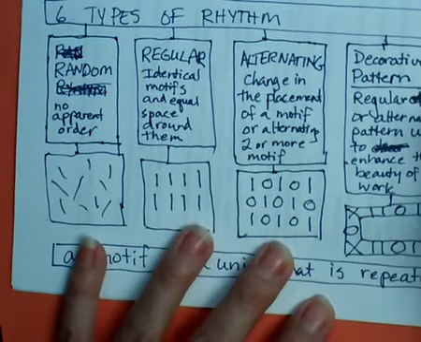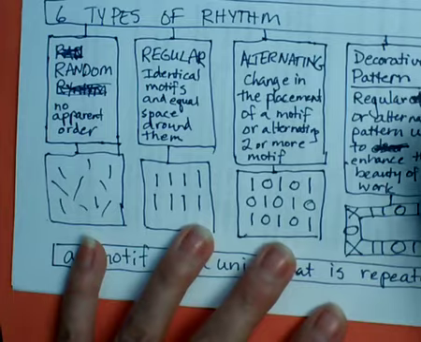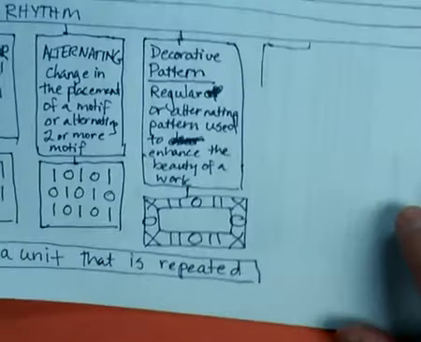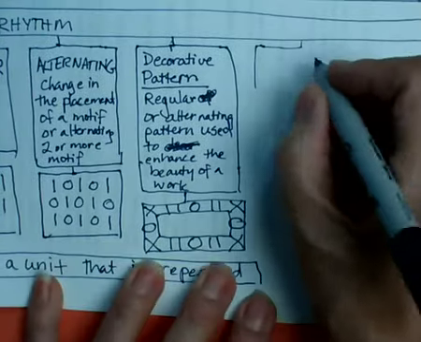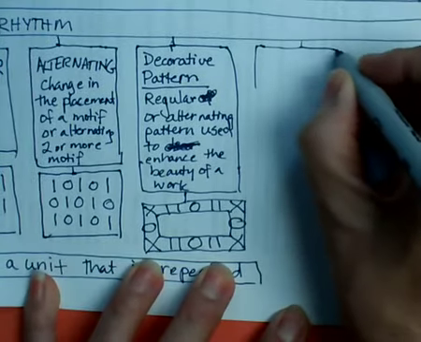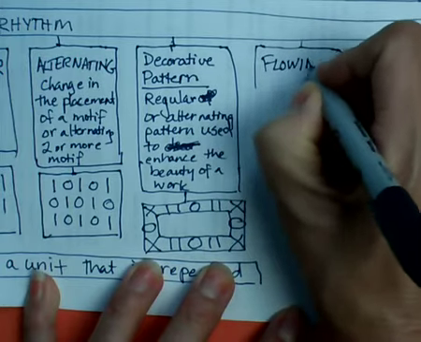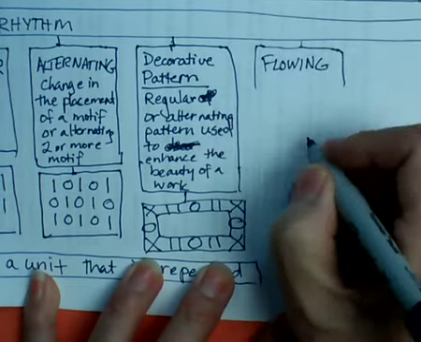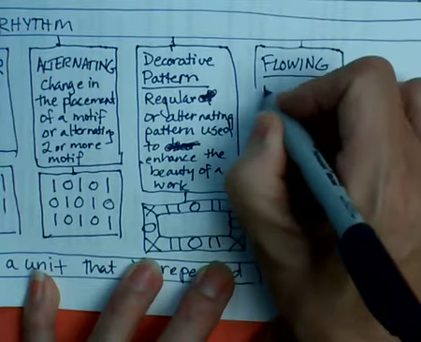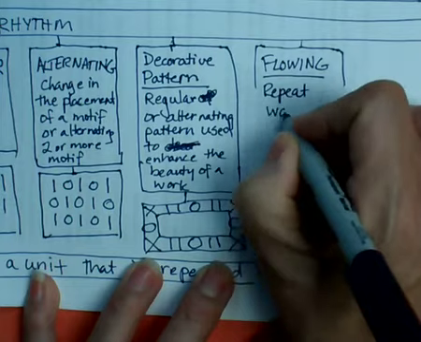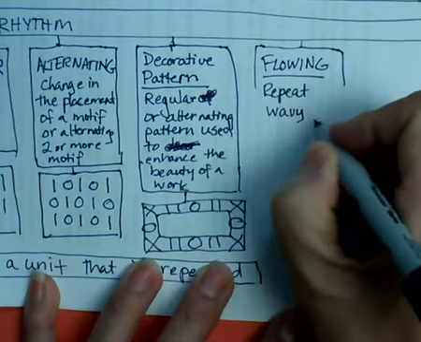Then the next one is flowing. Can you switch the paper over? They want to see. All right. Next one is flowing. And that's when you repeat wavy lines or curving lines.